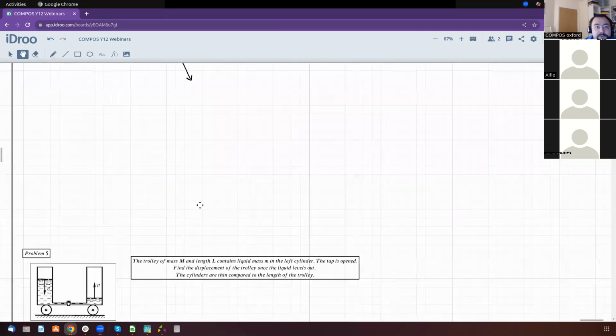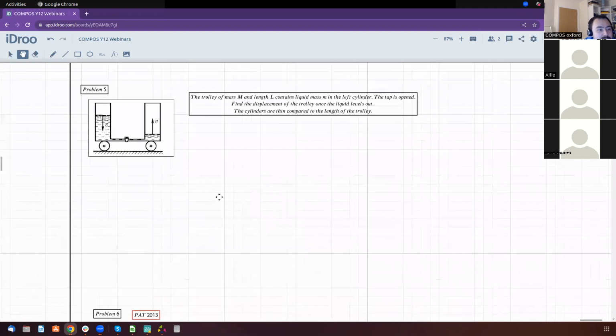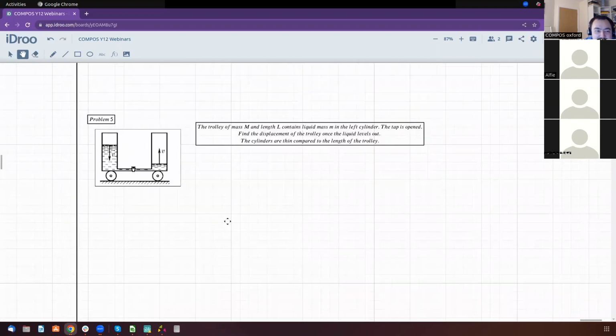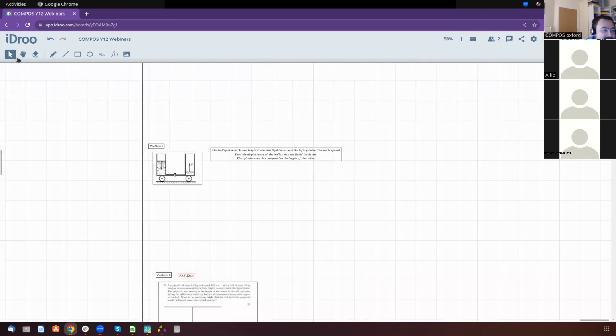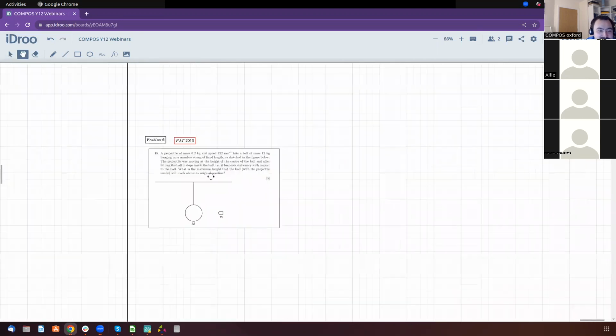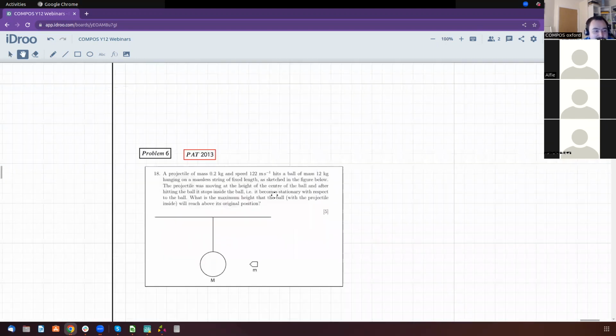Okay, moving on. Problem 5 and problem 6. Problem 5 is a center of mass question, as a matter of fact. You will need to use center of mass quite often, but let's move on to question 6, and then if we have time, go back to question 5.